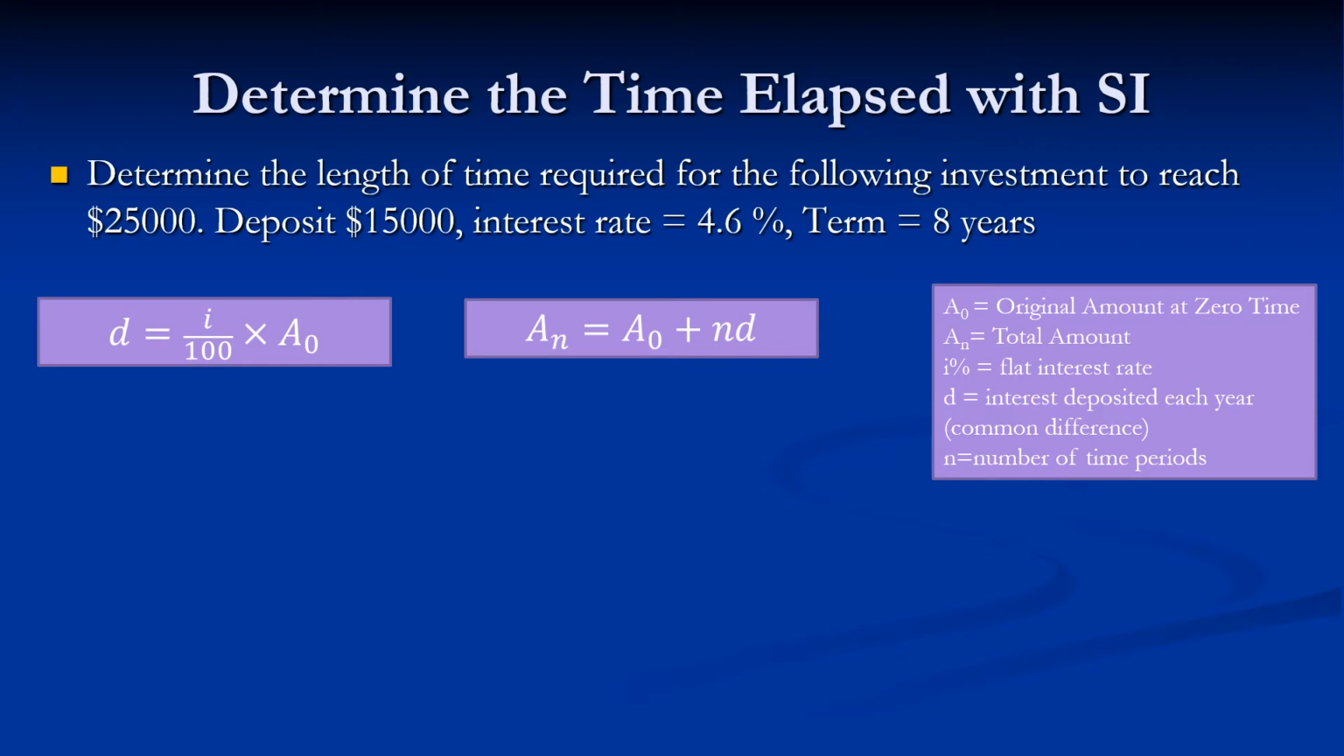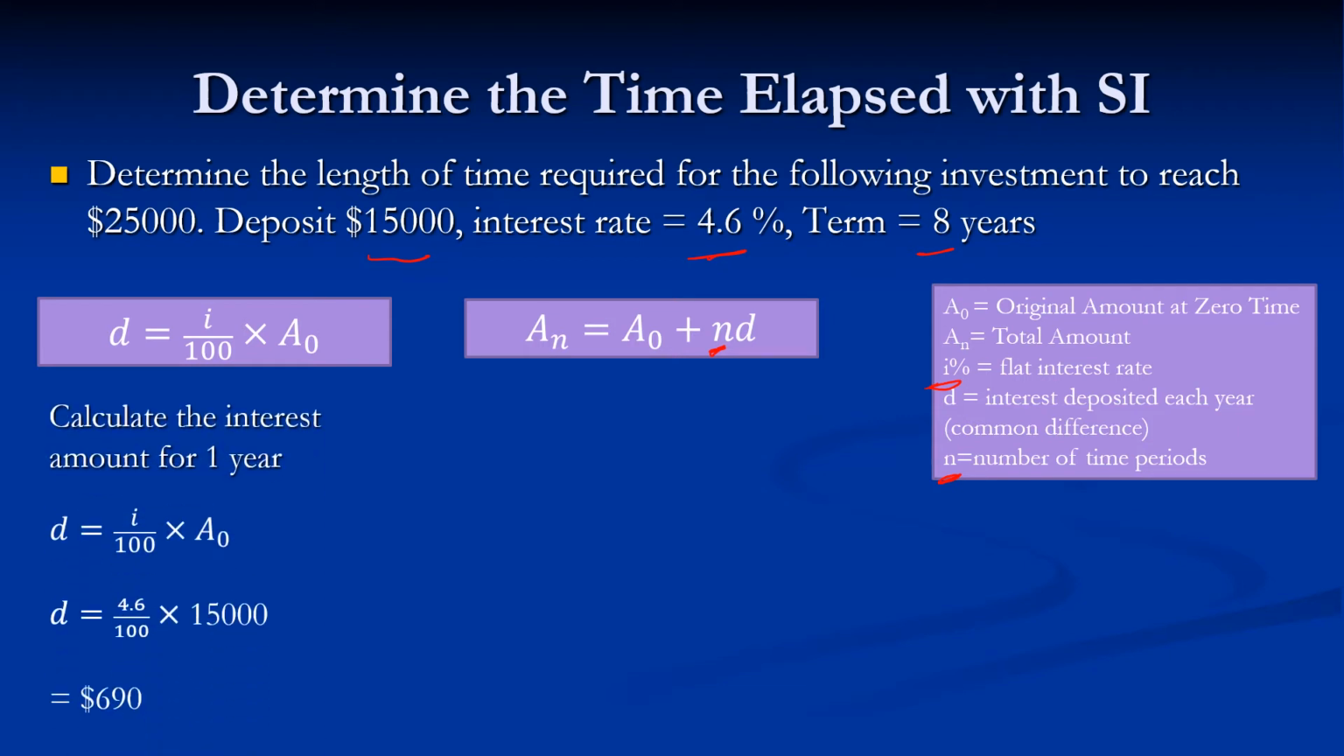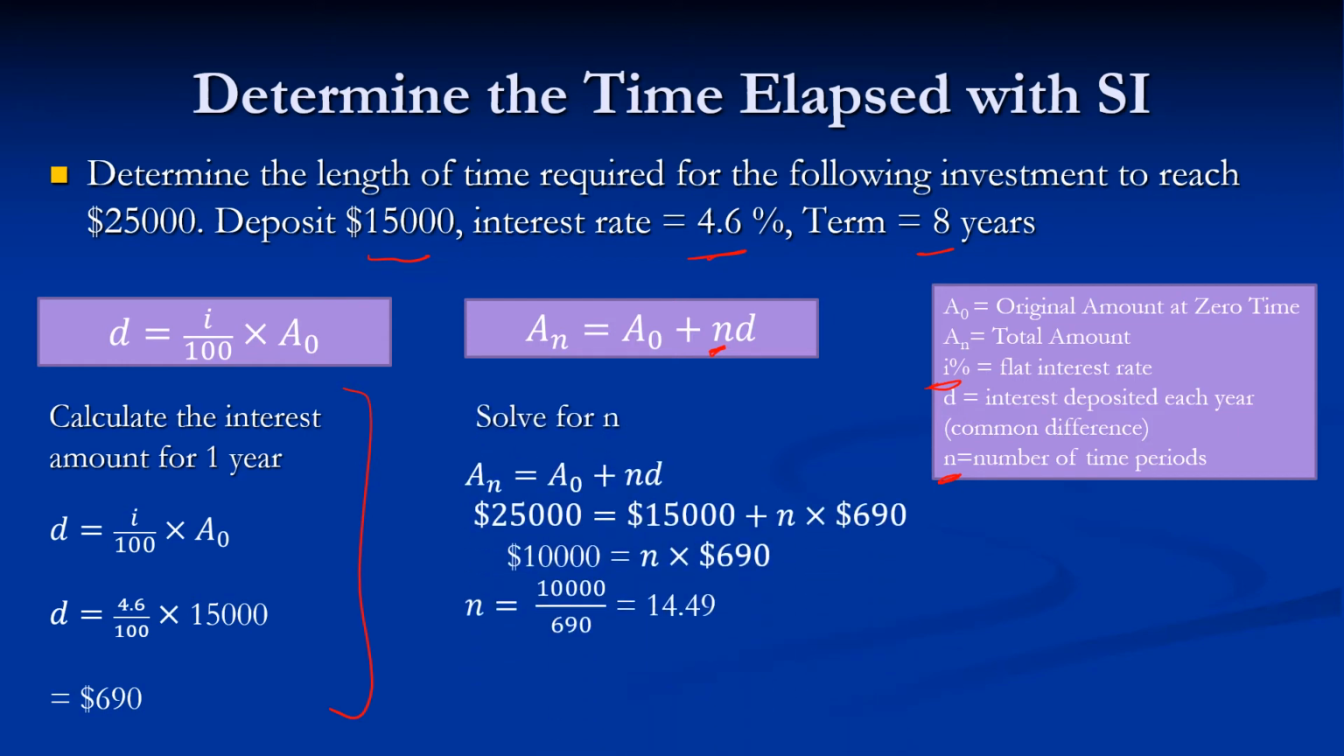Of course, you'll also be asked to find some of the other variables, and the obvious one to go for is the time, that is, the number of periods. So let's have a look at this one. It's the previous example, but we'll change it up a little. Find the length of time required for the following investment to reach $25,000. We had $15,000 as the original amount, the interest rate, and the term of 8 years. Just as before, we've got $690 going in each year, but we need to rearrange or transpose the equation to solve for n.